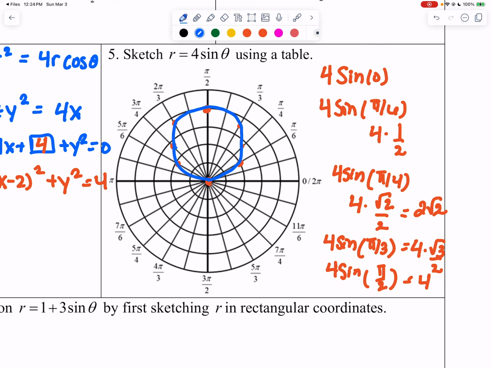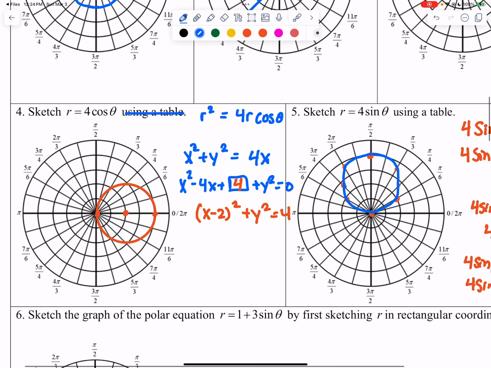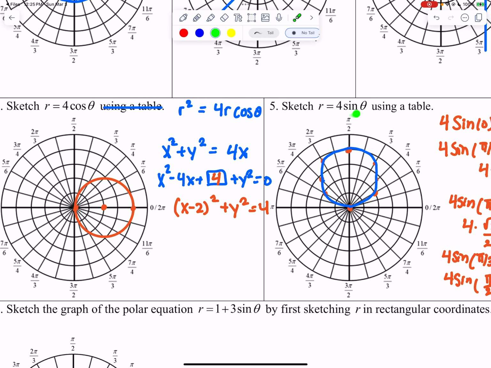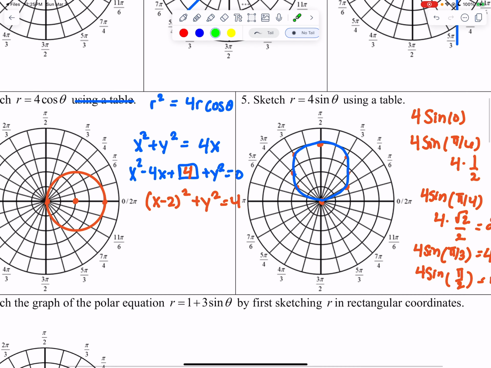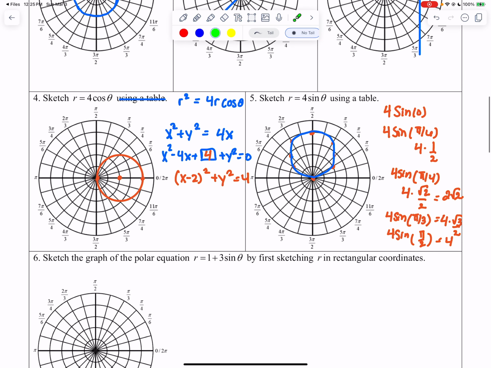Oh, I know it's not pretty, but you know, it is what it is. You also might notice something very special about number 4 and number 5. For number 4, if I have a cosine, it's going to make a circle with my radius being across the x-axis. And for number 5, since we have sine, notice how my radius is going to be across my y-axis. So that's something to think about.